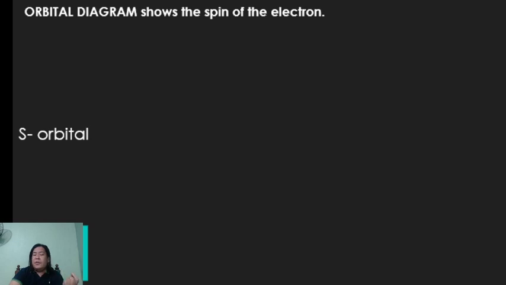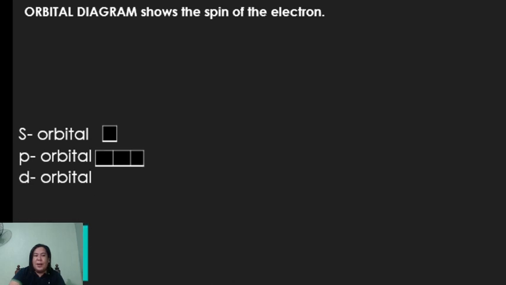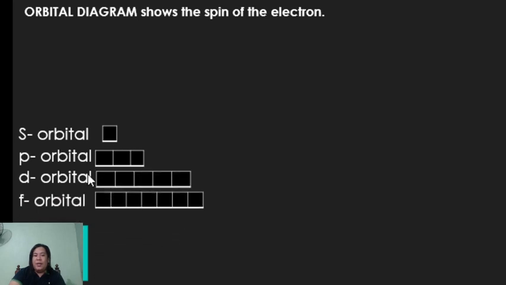Okay, so in the s orbital, there is a representation of orbital in the s sublevel. We have one box. This is how to represent the orbital diagram of the s orbital. For the p, you have 3 boxes. For the d, you have 5. And for the f orbital, you have 7. 1, 2, 3, 4, 5, 6, 7.